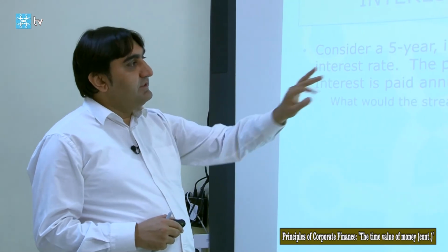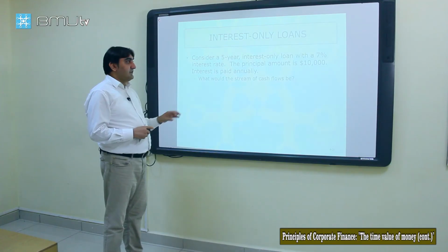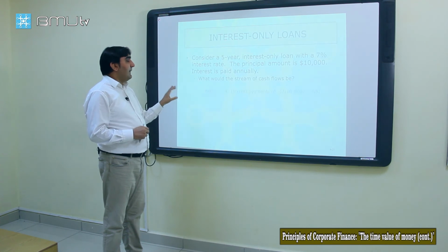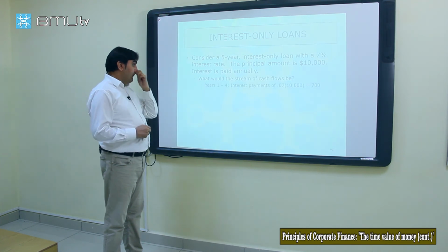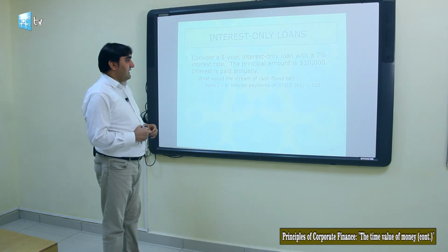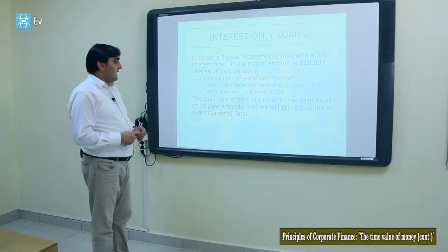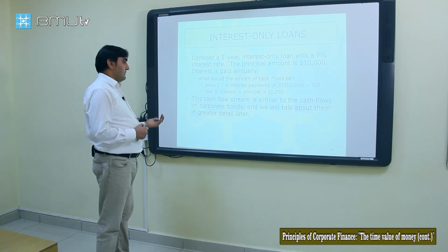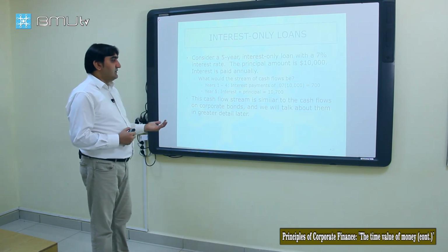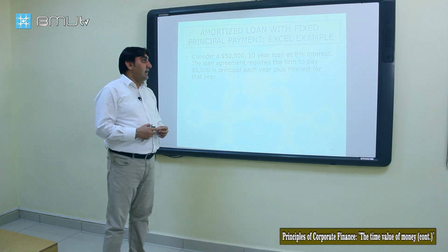Consider a 5-year interest-only loan with 7% interest rate. The principal amount is 10,000. Interest is paid annually. What would the stream of cash flows be? From year 1 to 4, interest payments will be 7% of principal. That's $700. In year 5, interest plus principal, that's 10,000 plus 700. That's 10.7 thousand. This cash flow stream is similar to the cash flows on corporate bonds, as I said, and we'll talk about them in coming sessions.